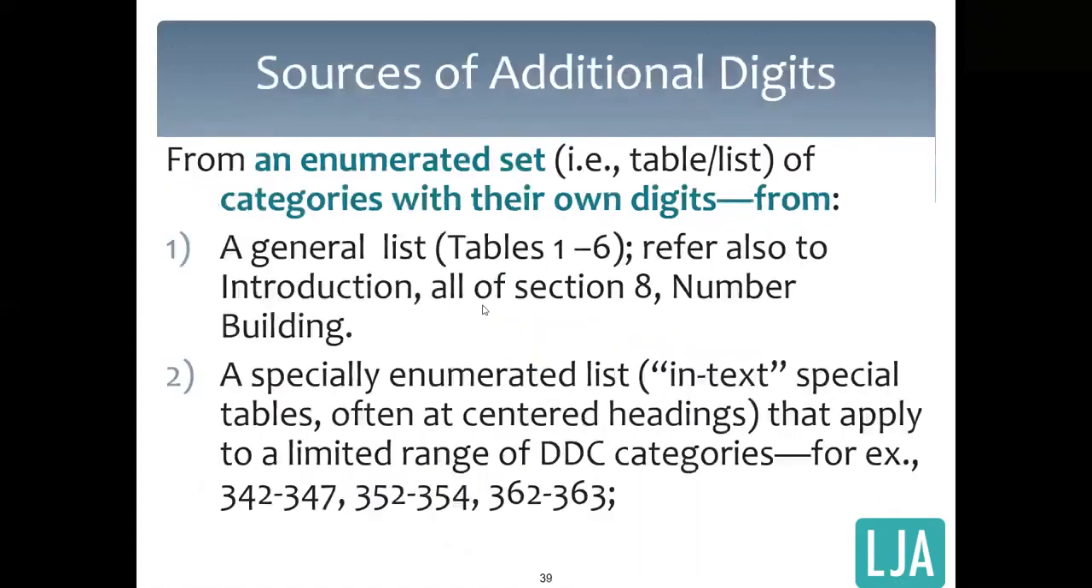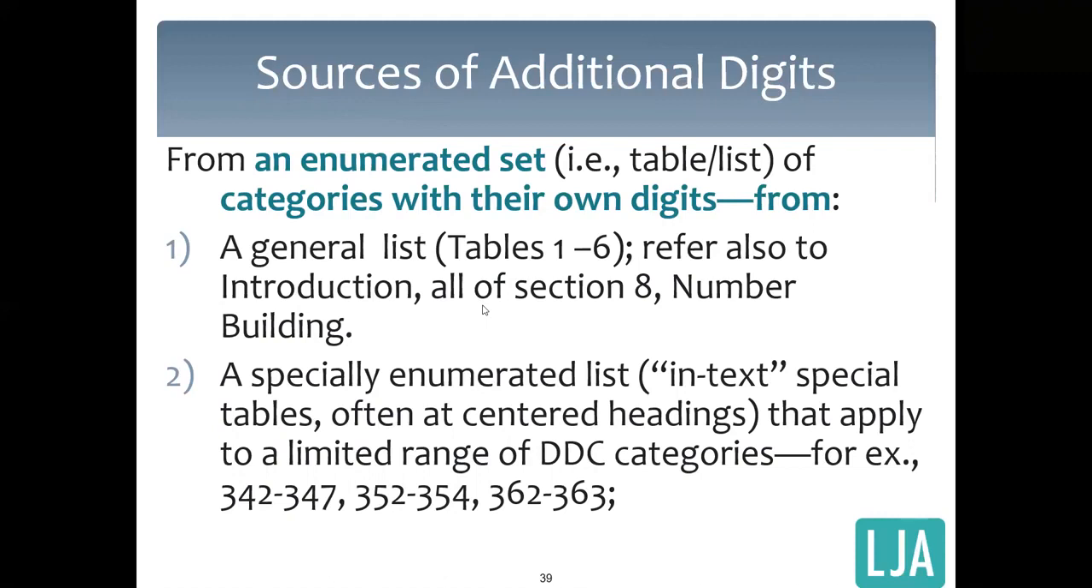Sources of additional digits: you can take them from enumerated sets, and this is where you get your tables. It's a general list, and this would be tables 1 through 6. Also, you can refer to the introduction and all of section 8, which is the number building section. You can also look at in-text, so these would be special tables. This would be where you would see your centered headings.